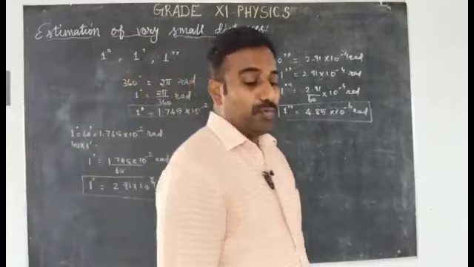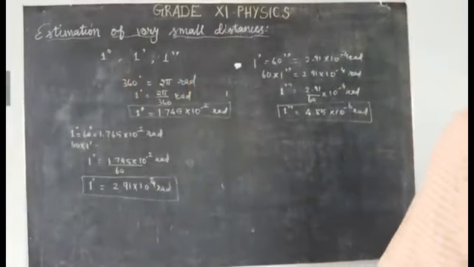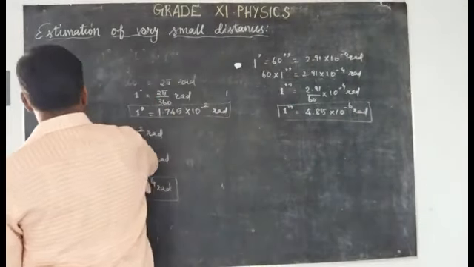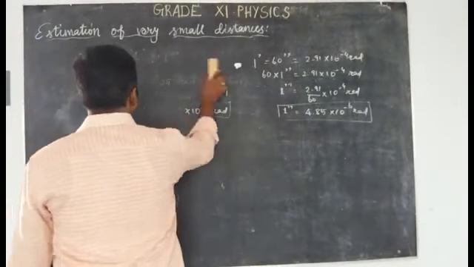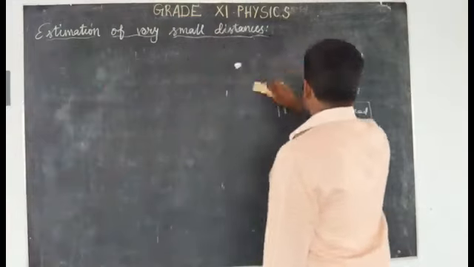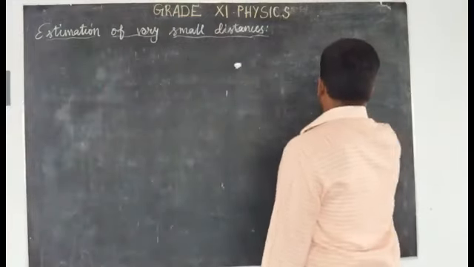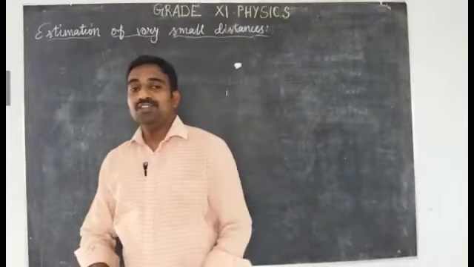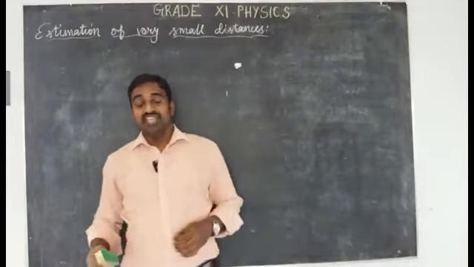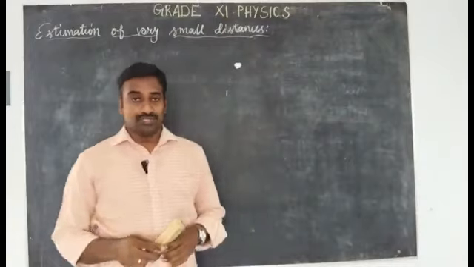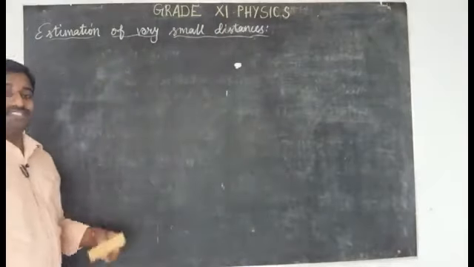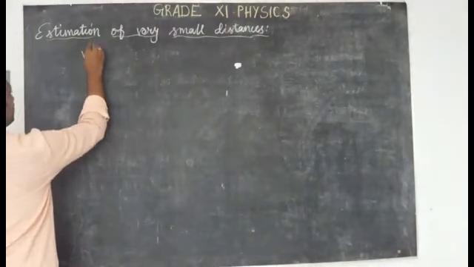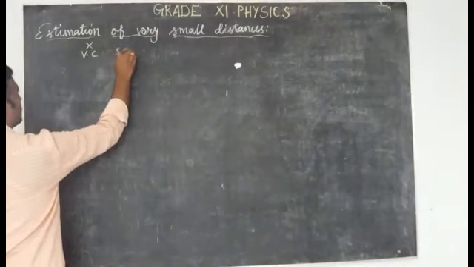Now we are going to discuss how to estimate very small distances. Till last classes we have discussed how to estimate the larger distance, but now the smaller dimension. To measure such smaller dimensions, we cannot use a vernier caliper or a screw gauge. Even a spherometer we are unable to use. So we need to use special methods.